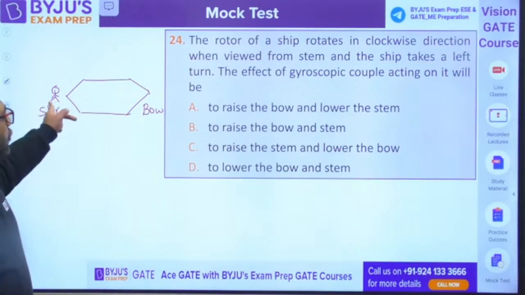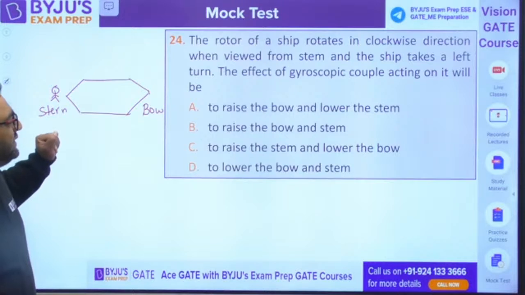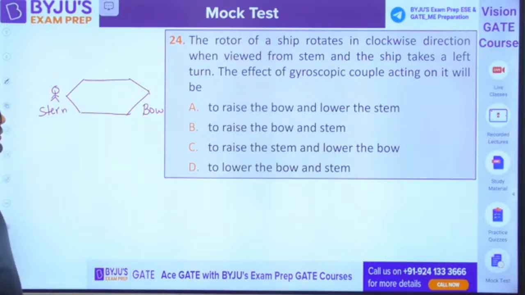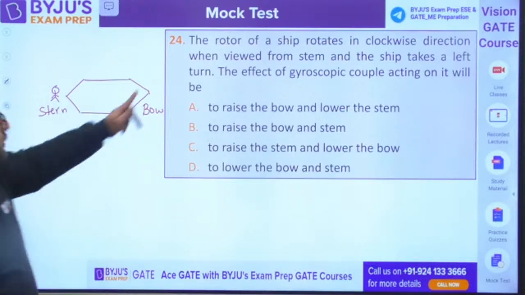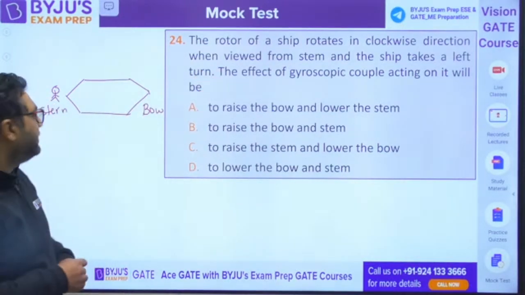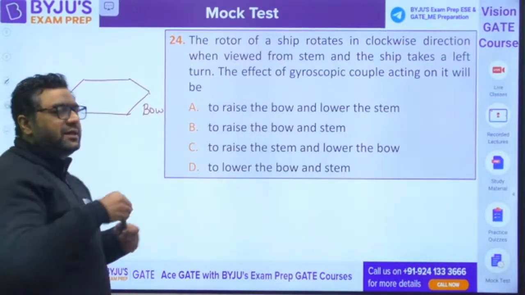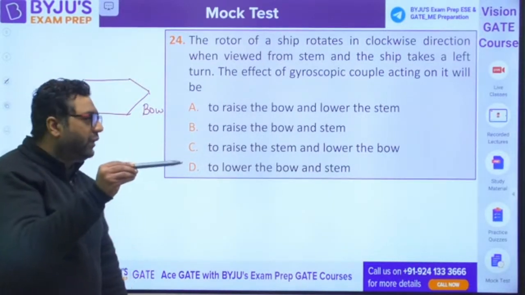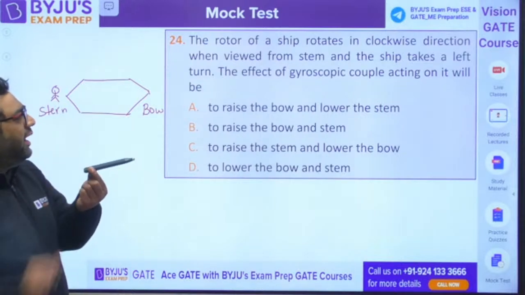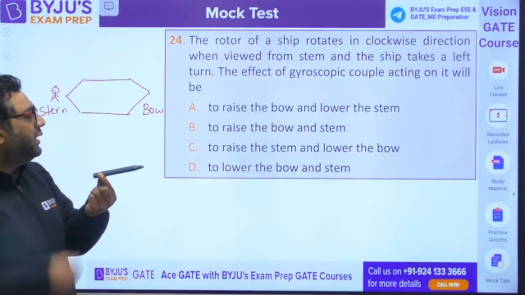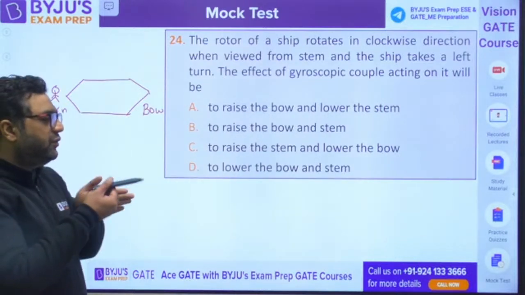So you are watching from the stern, the ship takes a left turn, the effect of gyroscopic couple acting on it will be. First of all, they are saying the ship rotates in clockwise direction. When I am watching from here, clockwise means this. This is the direction of omega, and they are saying that the ship is going to take the left turn. The left turn of the ship will be this.